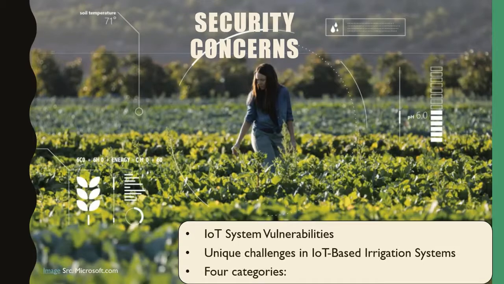IoT systems in general face security concerns when attackers exploit their unique vulnerabilities. In addition to any risk that an IoT system faces, IoT-based irrigation systems have their own unique challenges. However, specifically identifying the security risks for an IoT-based irrigation system will help us to determine which aspects of IoT security need to be prioritized.